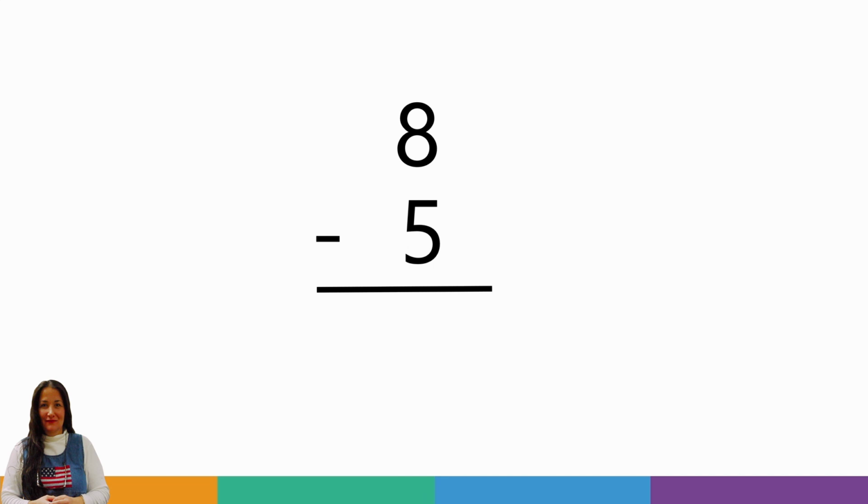8 minus 5 equals what? Or 5 plus what equals 8? That's why it's important to know what you're doing in an equation. I can turn it into an addition problem or a subtraction problem, depending. The answer is 3. 8 minus 5 equals 3, or 5 plus 3 equals 8. That's an inverse operation.